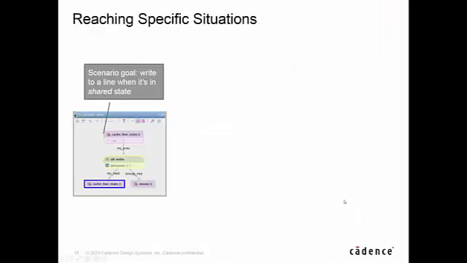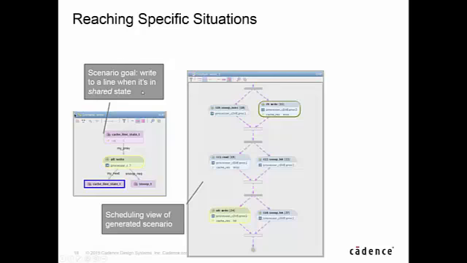Now what that results in is I can write an abstract scenario that says, my goal is to write to a cache line when it's in a shared state. Okay? And I can just take that simple goal and apply this solver technology to come up with a solution. In this case, we're just looking at the scheduling view that looks at the different operations that are going to occur.